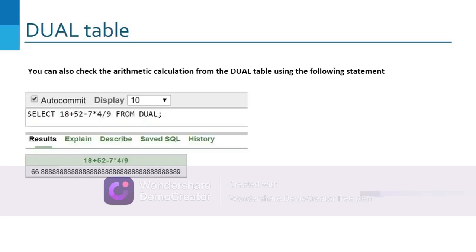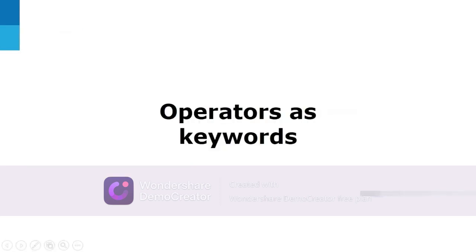Now we will jump to the new topic and let's understand what all things are there in that topic. So now we are in our next topic, which is operators as keywords. In this particular topic, we are going to understand what are the different operators which we can use, and also the operators which act as a keyword in Oracle database.